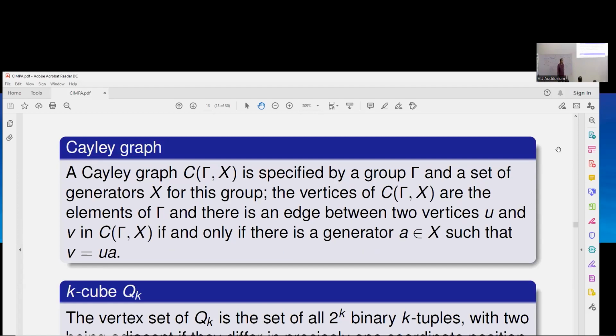Not sure if there is some question part. Any question from the audience? Vertex transitive graph must be regular. Yes, the vertex transitive graph must be regular. N1 is equal to N2. Yes, in general, vertex transitive graphs are subsets of regular graphs.